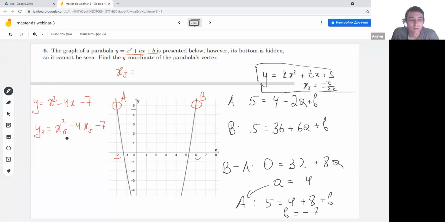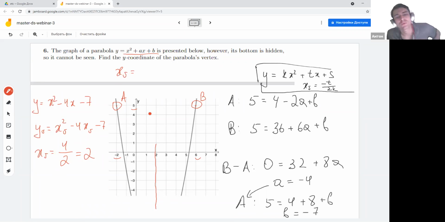And here we have the x coordinate of the vertex minus a, which is 4, divided by 2k, which is 1 here. So it is 2. And it could be established from here, but we don't see it so rigorously. It's better to do it this way.